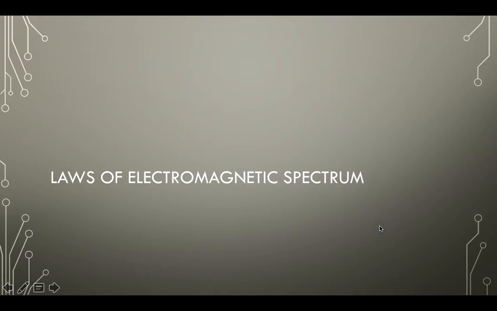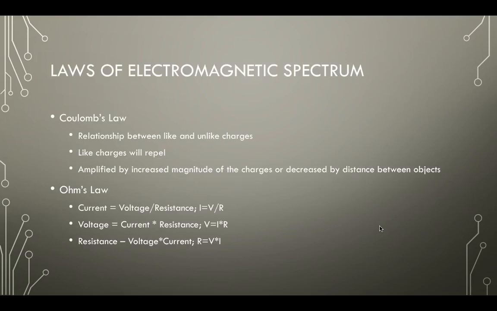So next we're going to talk about some of the laws that govern electromagnetic radiation. The very first one we have is Coulomb's law, which has to do with the basic understanding of electricity, the fact that like charges will repel and unlike charges will attract. So electrons are going to be more likely to be attracted to protons or areas of lesser electrons. Electrons are going to repel each other.